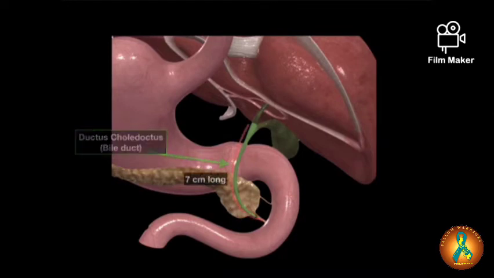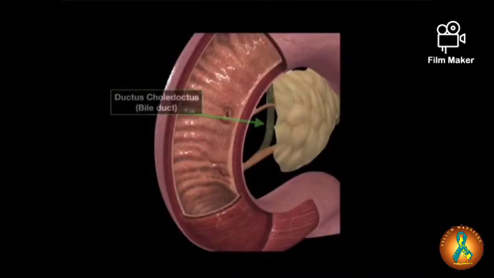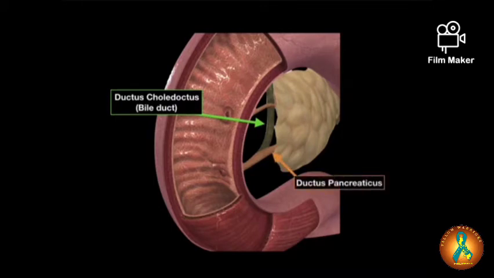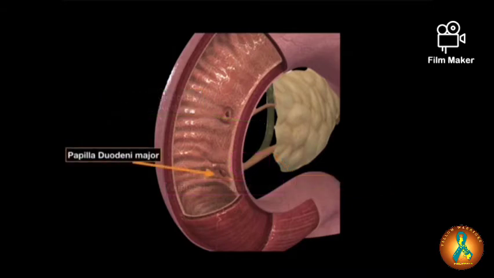It's about 7 centimeters long, and if we change the angle a little bit and look at it anteriorly, you will see the bile duct is here, and near the end of it, it connects with the pancreatic duct, which secretes the pancreatic enzymes with the bile, aiding the digestion. These two join and form the ampulla hepatopancreatica, the hepatopancreatic ampulla. And then they open up into the descending part of the duodenum, forming the papilla duodeni major in the duodenum.